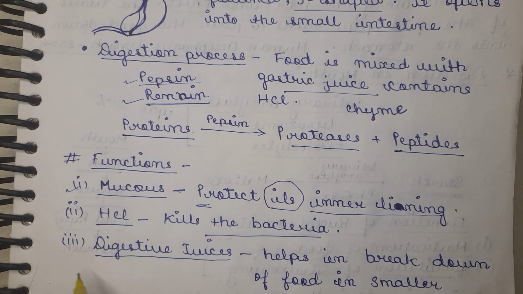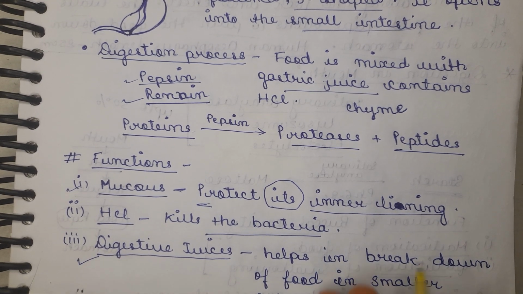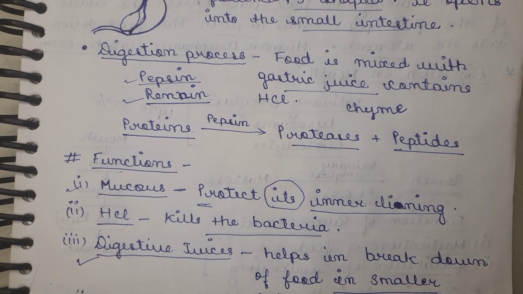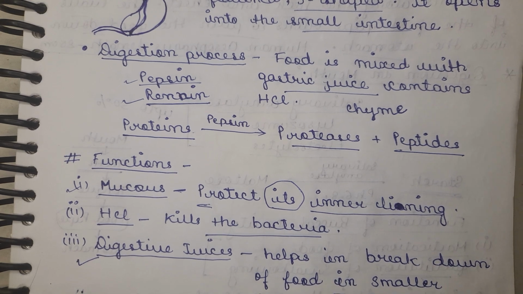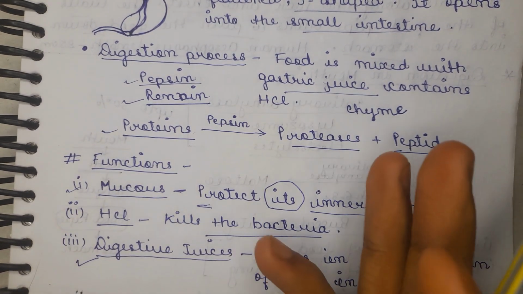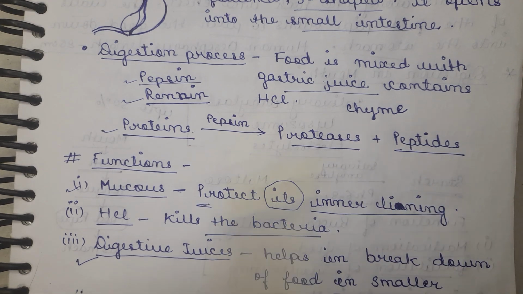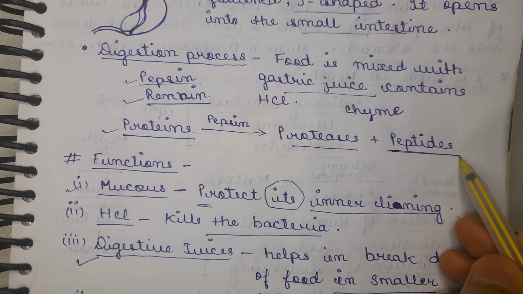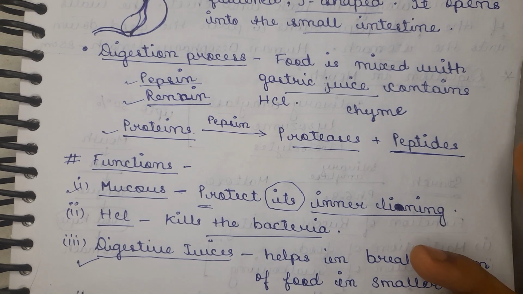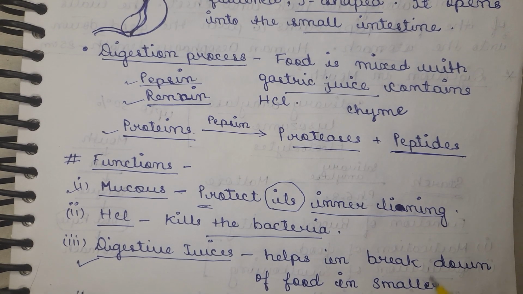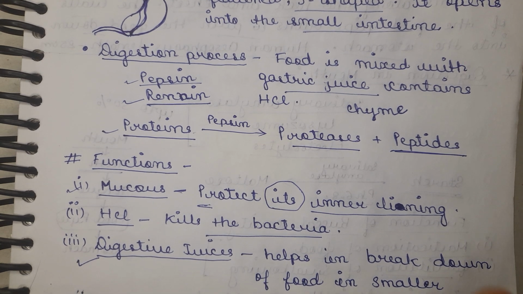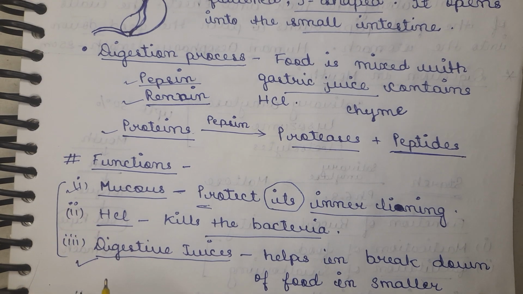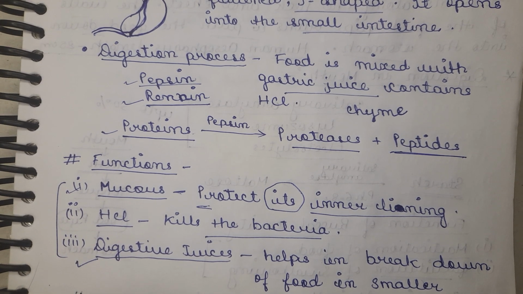And the last one is the digestive juice. The digestive juice secreted by the stomach takes part in the process of digestion by breaking down food into smaller substances. For example, you have seen here that protein is digested into smaller substances, the polypeptides or peptides, and renin changes the milk protein into curds, which are insoluble. So this is the basic function of the stomach and the other components present in the stomach that help in the process of digestion.